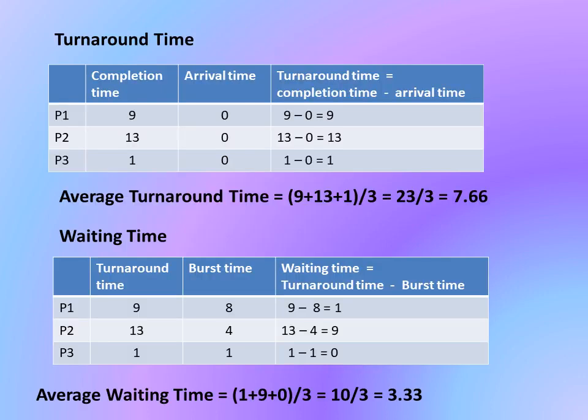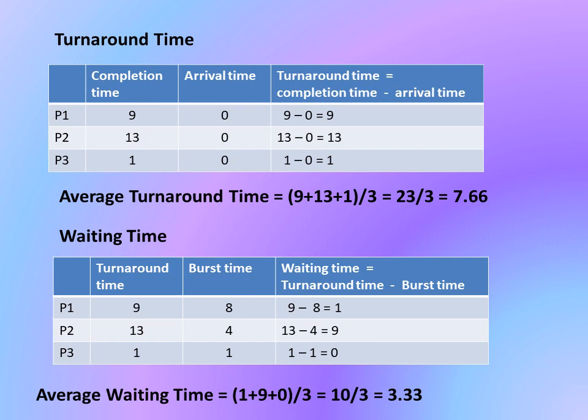Now let us calculate turnaround time for each process. The formula to calculate turnaround time is turnaround time equal to completion time minus arrival time. So let us calculate turnaround time for P1. The turnaround time for P1 is 9. How did it come? The completion time for P1 is 9 and the arrival time for P1 is 0. So 9 minus 0 equal to 9.